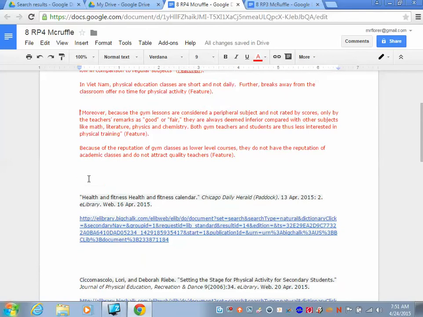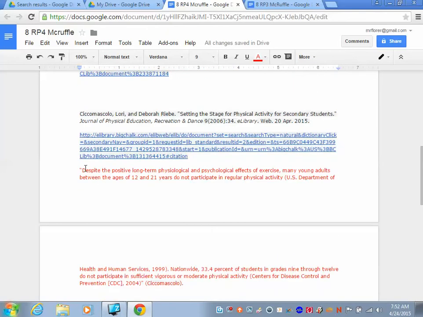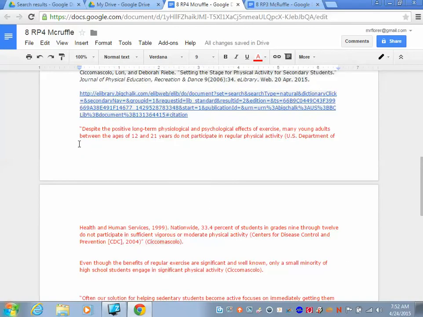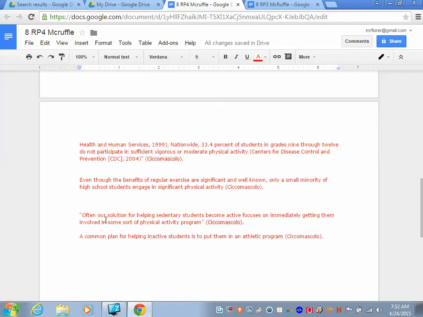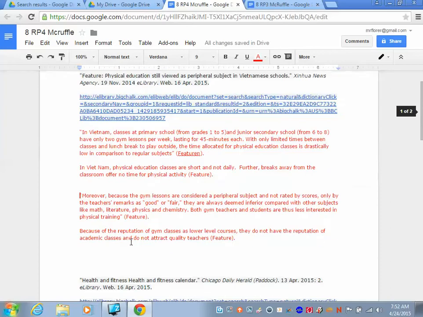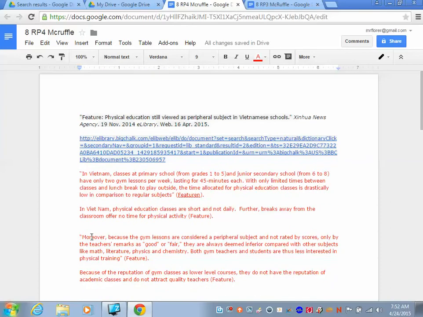So we have this one here, we have one piece of data in the words of the author, same piece of data in my words, piece of data in the words of the author, same piece of data in my words. So now what you're going to do is we're going to go back and we're going to write what sort of assumption or what sort of contention we can make on the basis of each of these bits of data.